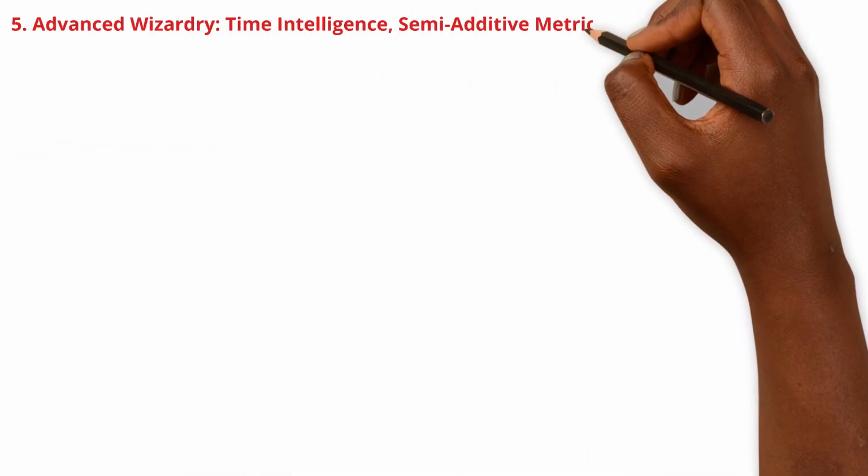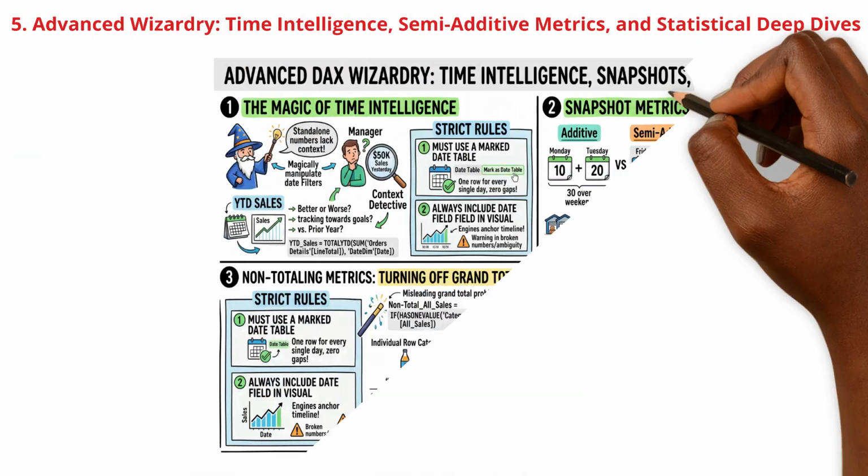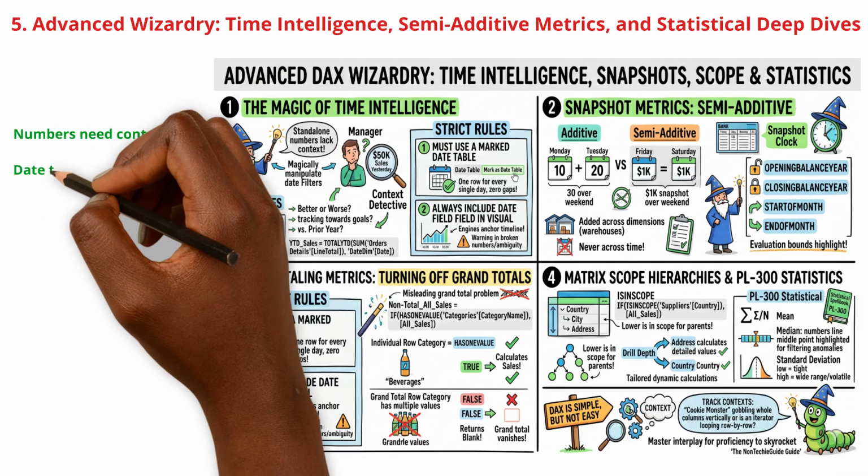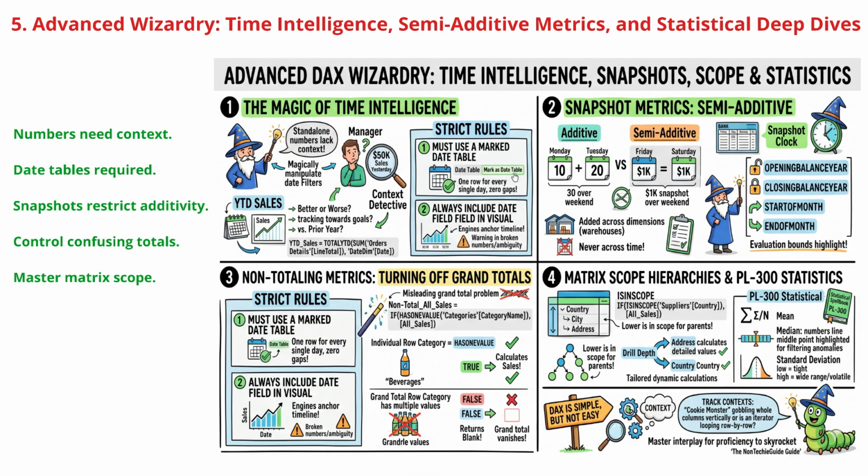Ready for advanced DAX wizardry? Standalone numbers don't tell the whole story. Use time intelligence functions for context, effortlessly comparing YTD or prior year sales. Just remember to use a marked date table. Next, master snapshots. Unlike sales, metrics like bank balances can be added across warehouses, but never across time.